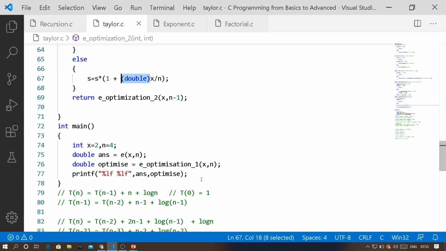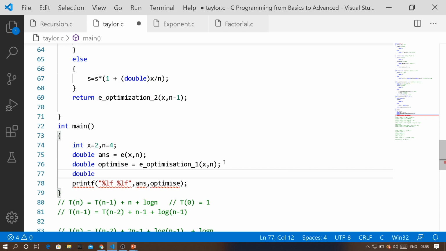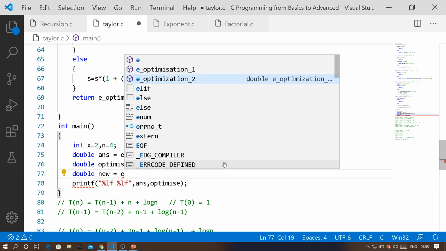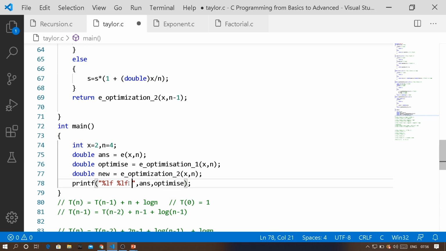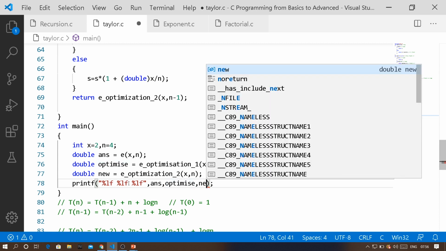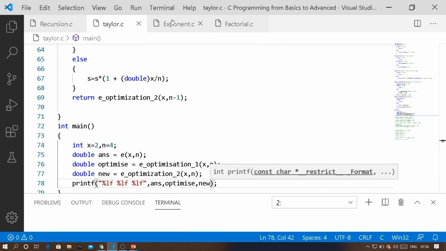So now we will just save this and let me introduce a new variable, double new, which is equal to e underscore optimization 2, and let us pass x comma n to it. And now we are also going to print the value of new, with percentage lf, then answer optimize, as well as we will be printing new. We will just execute and check whether this is working properly or not.